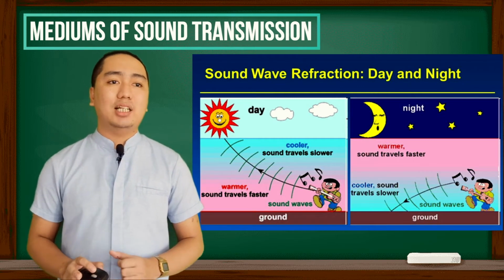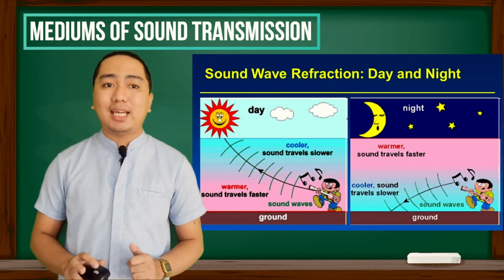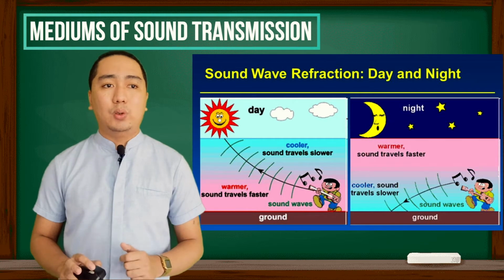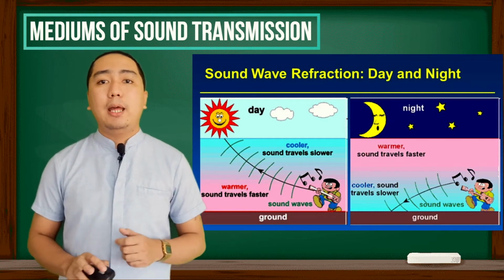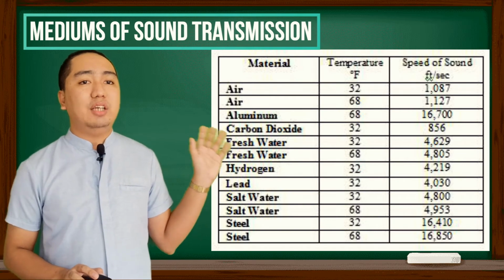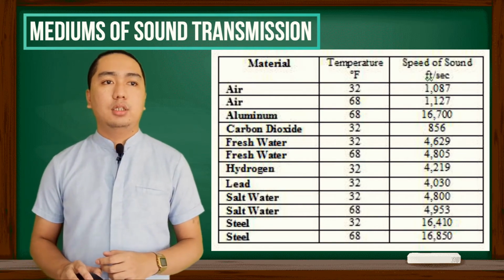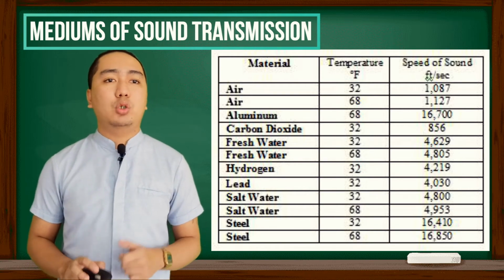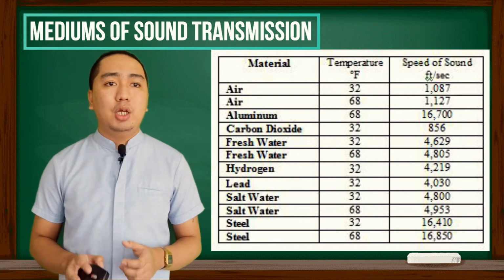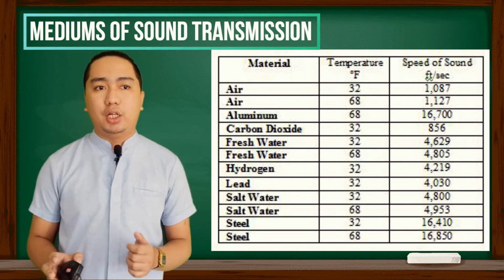At 20 degrees Celsius, sound travels in air at 343 meters per second. At 0 degrees Celsius, sound slows down to 331 meters per second. So, here are the speeds of sound in different mediums. The speed of sound is much lower than the speed of light. This is why during a thunderstorm, you see lightning flash before you hear a clap of thunder.